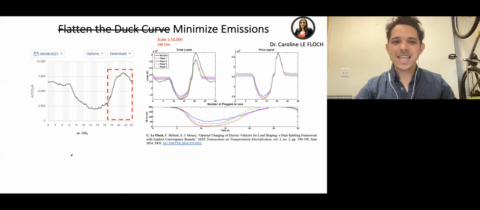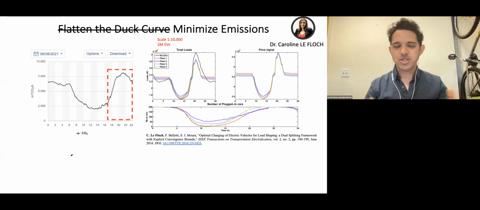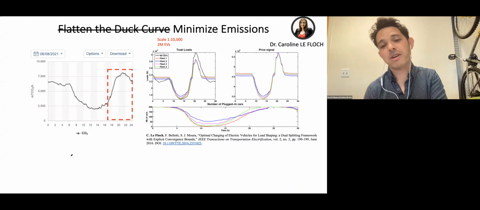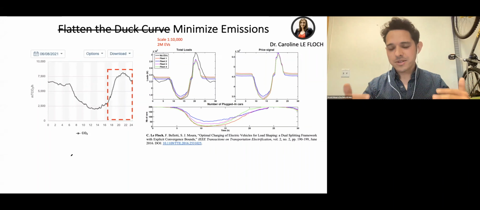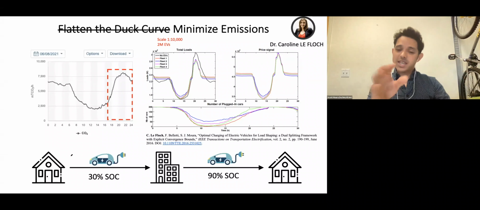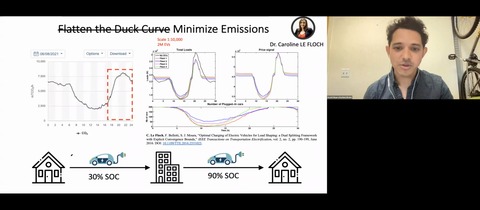So what I'm saying is we need to not flatten the duck curve, which there's way too many papers in the literature about flattening the duck curve. Really, the goal to mitigate climate change effects is to minimize emissions, right? Is to shift to minimize emissions, which is correlated with flattening the duck curve, yes, but that is really the end goal. But here's what it practically means in terms of how you charge your car.